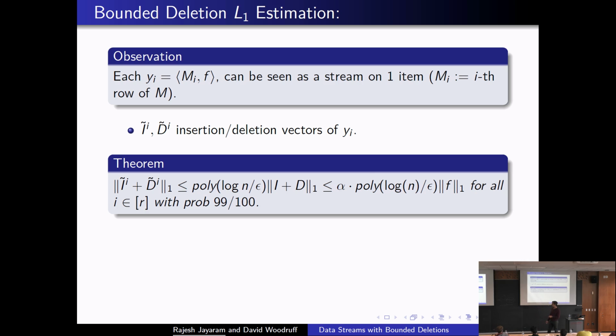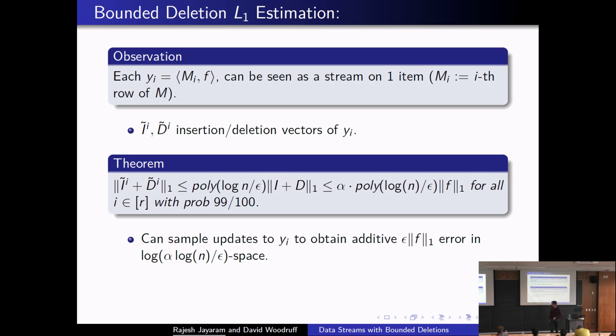But in essence, all I'm doing here is upper bounding the number of updates that were made to that bucket. My goal is going to be to estimate the bucket by sampling, and my error is going to be a function of the number of updates. It's going to be epsilon times the number of updates, where epsilon goes into the log. So I can just set epsilon to be epsilon over poly log n over alpha, and then my error will be epsilon times F1.